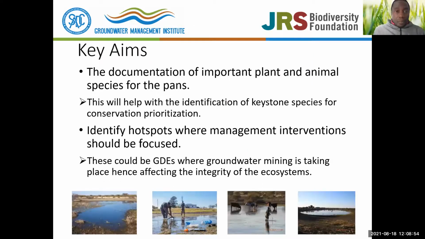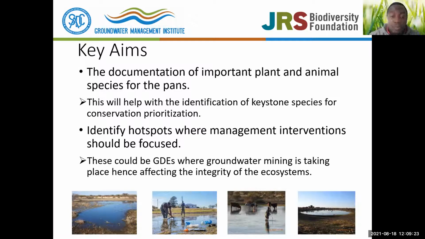So the key aims for the biodiversity section are to document the important plant and animal species that exist within the ponds. This will help us with the identification of keystone species for conservation priority. We know that there are some interesting species, especially if you look at the larger brachiopods.